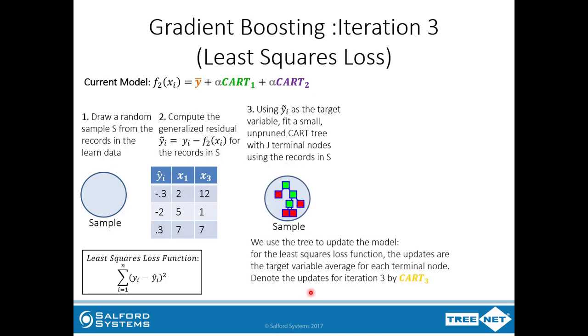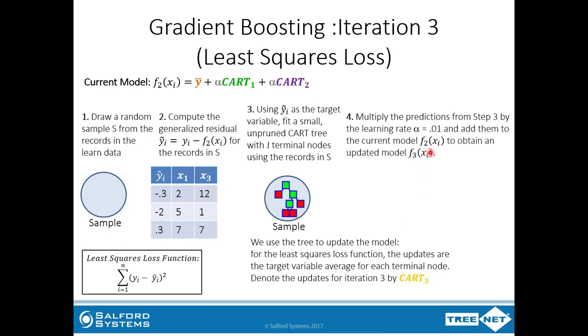And then we're going to use the tree to update the model. And remember, the updates are just going to be those target variable averages again, and maybe we'll call these updates CART3. We're going to multiply those predictions again by the learning rate, and add them to our current model. And so here's our updated model, now F3. We have the formula, remember, for F2, so just plug this in here, and you're going to get this for your updated model.